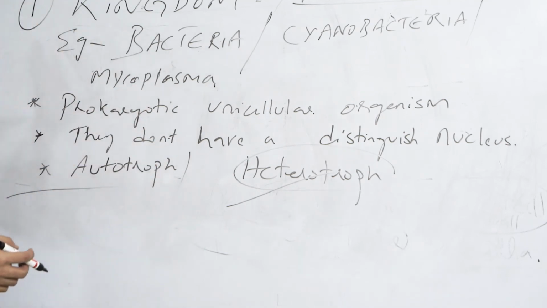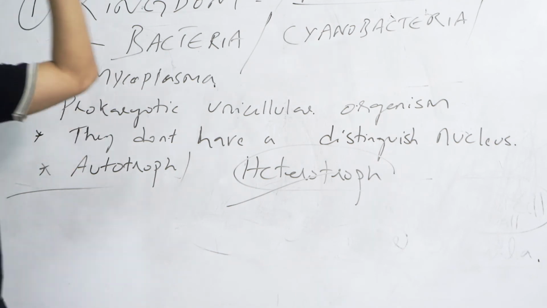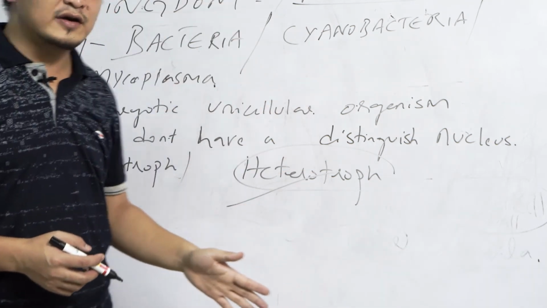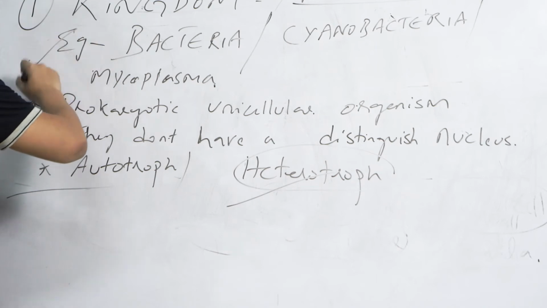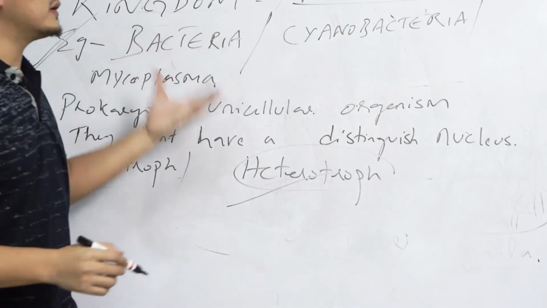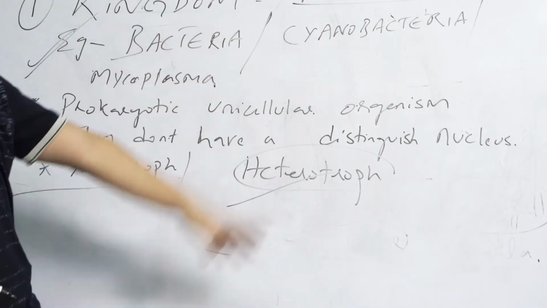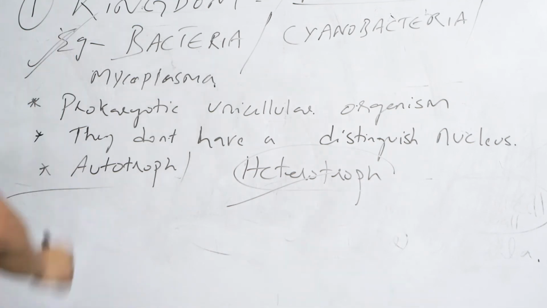This you will study in detail in class 11 and 12. What you have to do is write the characteristics, and then remember the examples: which organisms fall under this kingdom. Clear? So that is about the kingdom Monera.